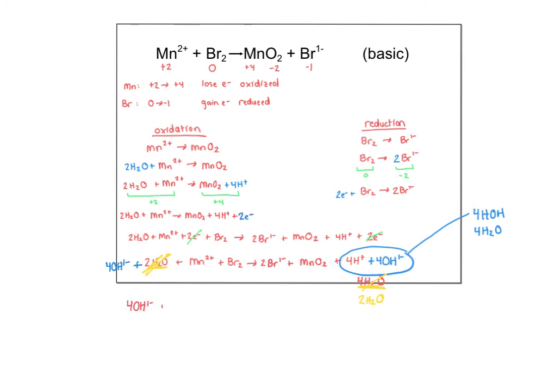So my final balanced equation is going to be 4 OH- plus Mn2+ plus Br2 makes 2 Br- plus MnO2 plus 2 waters. So these became the 2 waters. Well, they became 4 waters that were simplified. So this is basic. Is it okay that there's hydroxide over here? Yes, because we have a basic solution, so there's a ton of hydroxide floating around. So all we did that was different was we added 4 OHs to both sides because we knew that the H+ would react to make water, and then we simplified the waters.